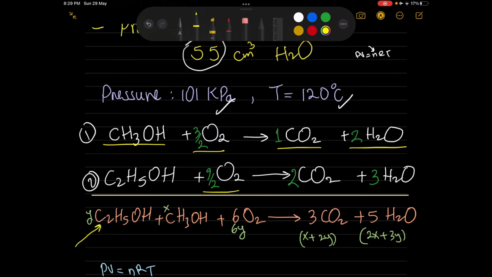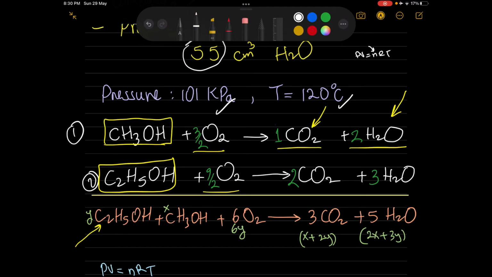The problem here is, what information were you given? You were given the data about water and carbon dioxide, I mean the pressures, temperature and volumes. But you don't have any idea about the alcohols, ethanol and methanol. Look at this. You don't know the moles of methanol, but you know the ratio with carbon dioxide, and you know the ratio with water in the same equation.